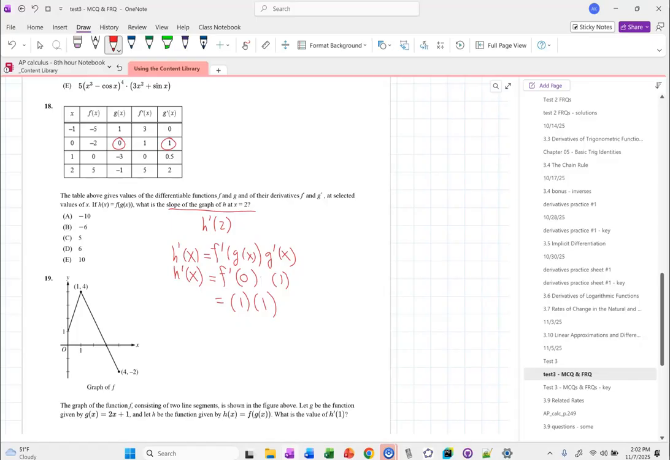G prime of 0 is 1. G of 0 is 0. F prime of 0 is 1.